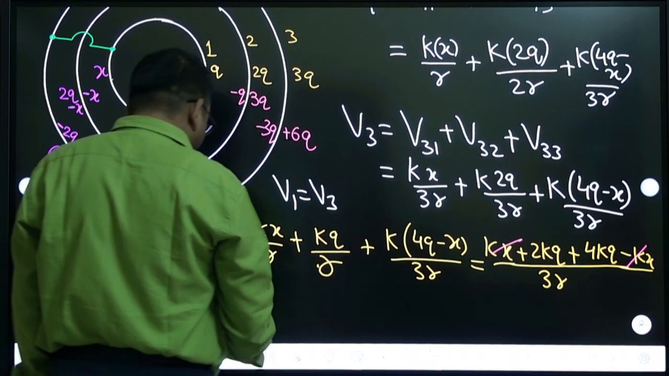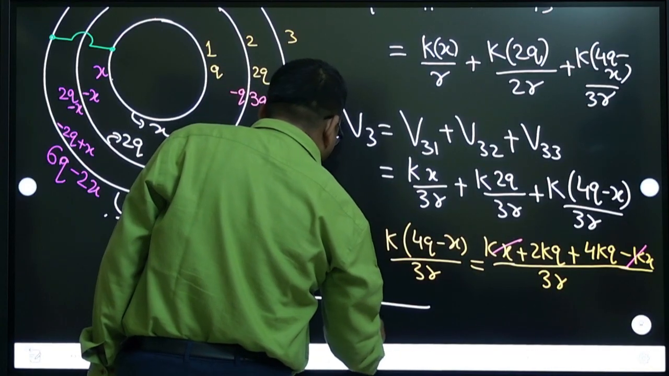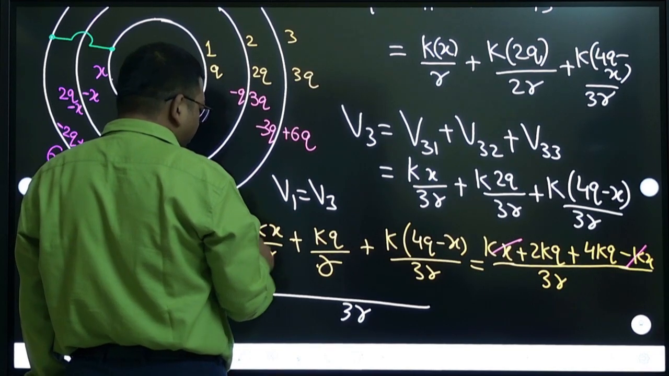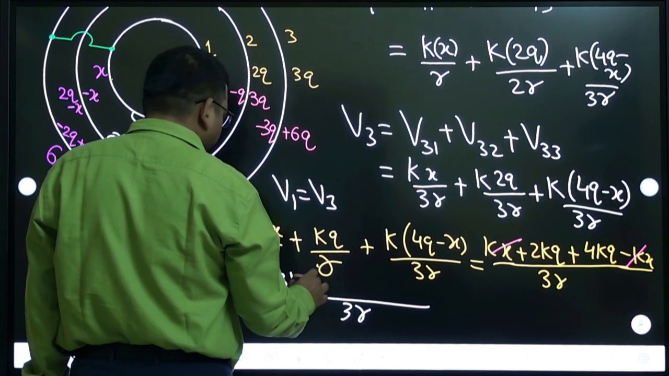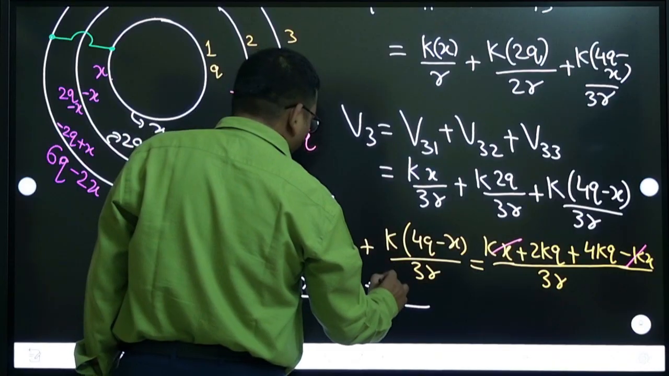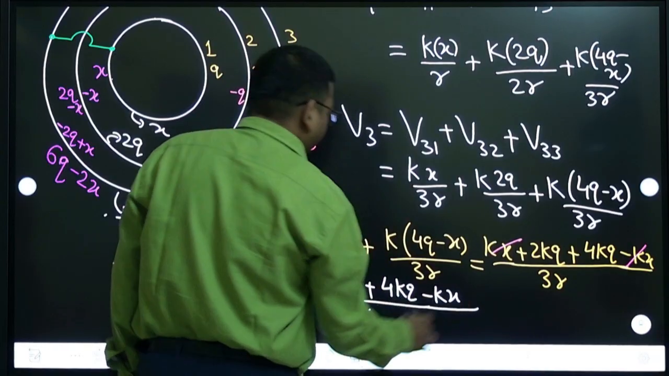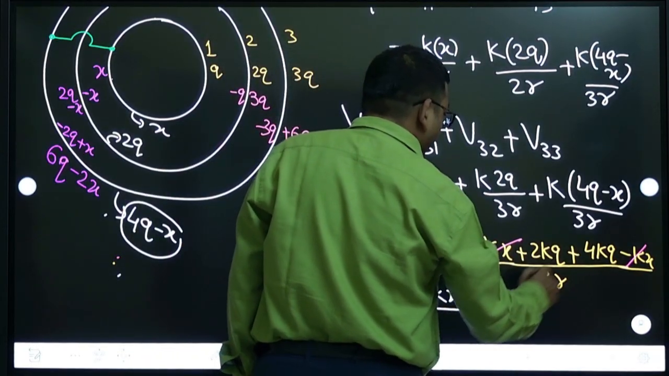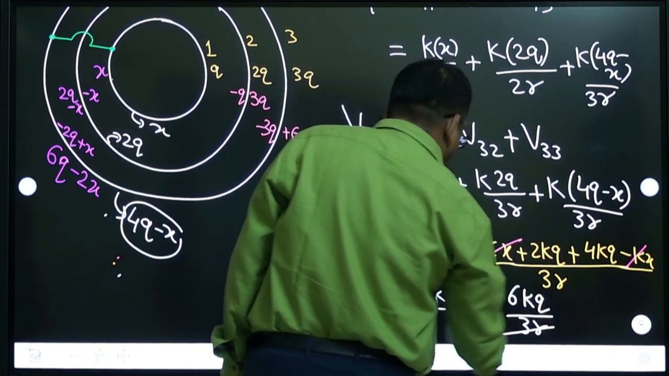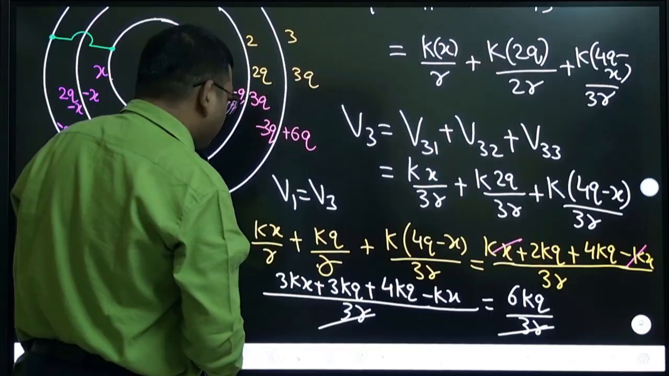Here also you take the LCM, left side also take the LCM. So this will be 3r, correct? So it will be 3 times multiplied. It will become 3kx. It will become 3kq. It will become 4kq minus kx is equal to this side, how much? 6kq by 3r. So 3r will get cancelled. Kq terms also cancel out. How much do you get?